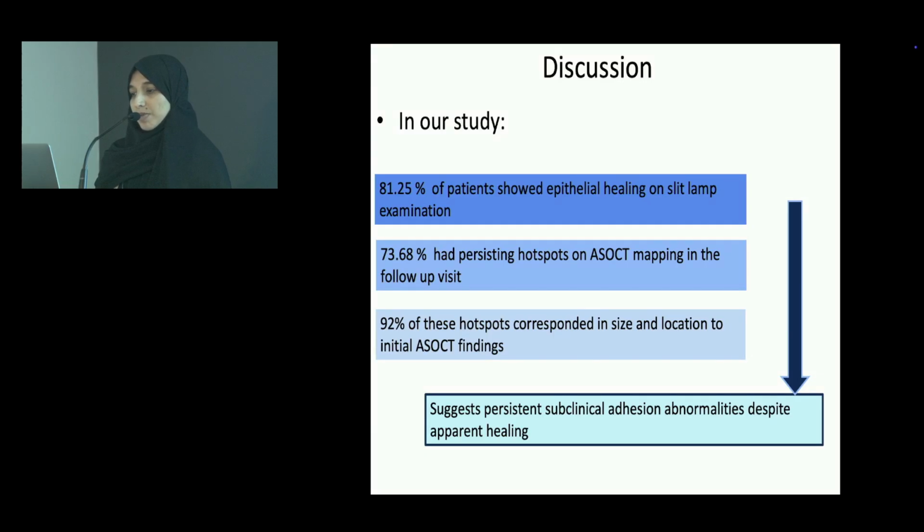That is, most of the patients had their epithelial erosion healed on slit lamp examination, but 73.6% had persisting hotspots on ASOCT epithelial map in the follow-up visit, and most of them were corresponding in size and location. And all these findings suggest that there are persistent subclinical adhesion abnormalities despite apparent healing of the cornea.